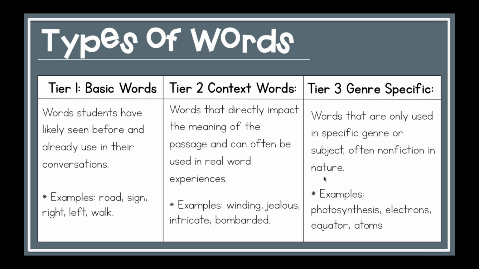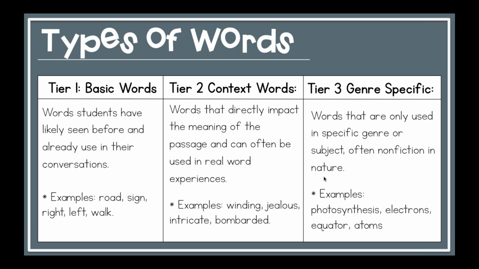And the third type of word is a tier 3 word, and these are genre specific words. So we don't really focus on these in the vocabulary curriculum because they're covered in your subjects like social studies and science. These are words that are only used in a specific genre or subject. Often they're nonfiction in nature, like photosynthesis. You wouldn't use the word photosynthesis to describe how you're feeling, like I'm having a photosynthesis kind of day.